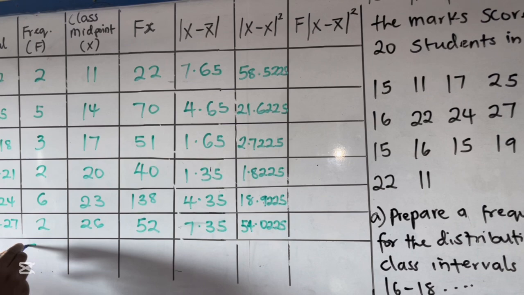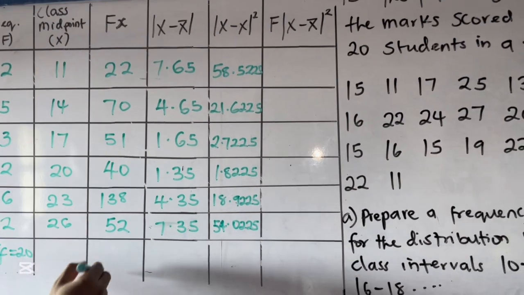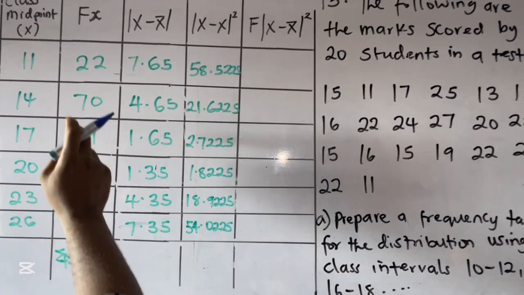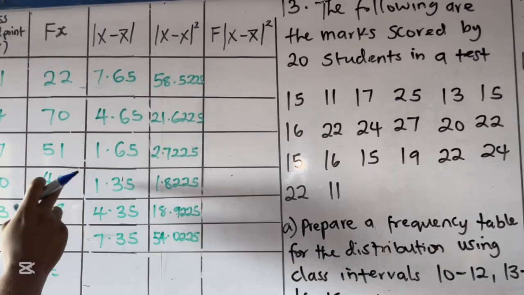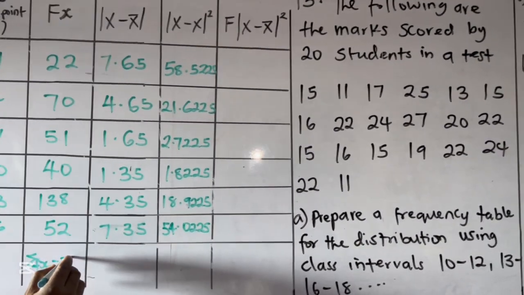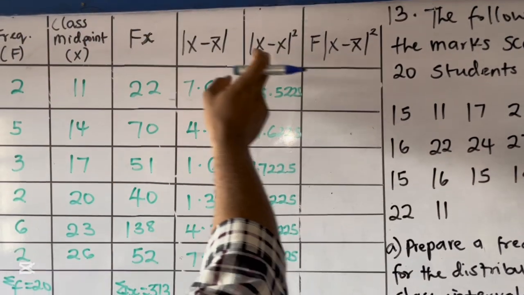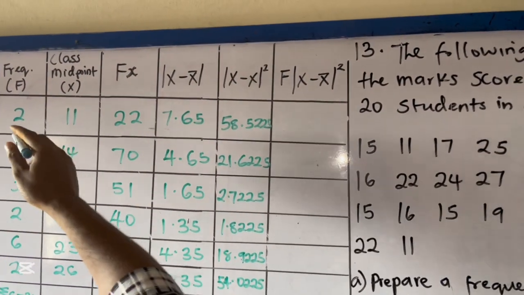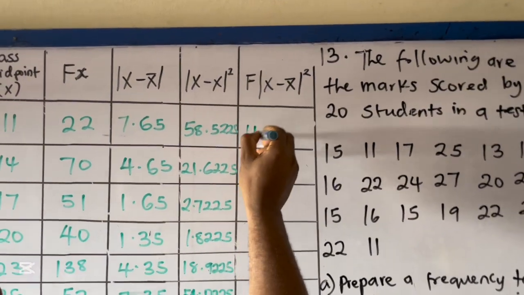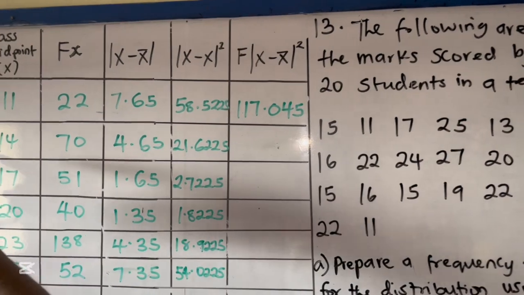Summation of the frequency, we have 20. The summation of fx will give us 22 plus 70 plus 51 plus 40 plus 138 plus 52, which gives us 373. For this part, we have the frequency times this. So we have 2 times 58.5225, which gives us 117.045.